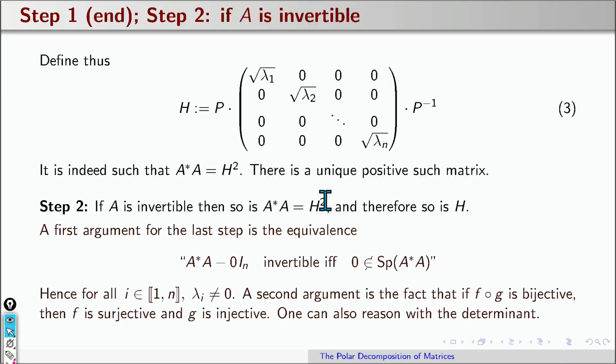Last argument that can show the whole thing: you take the determinant of this, which is non-zero because it's invertible, so the determinant of H square is non-zero, so the determinant of H itself is non-zero.